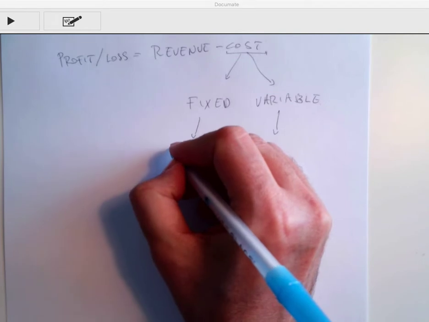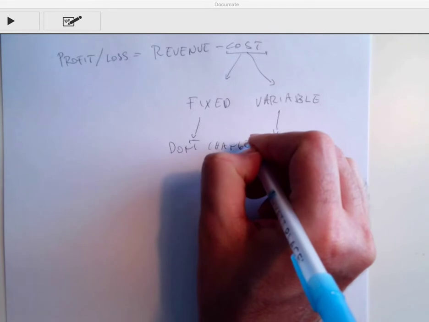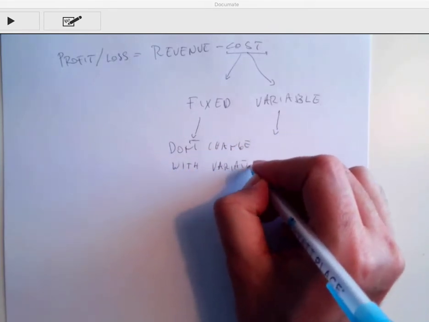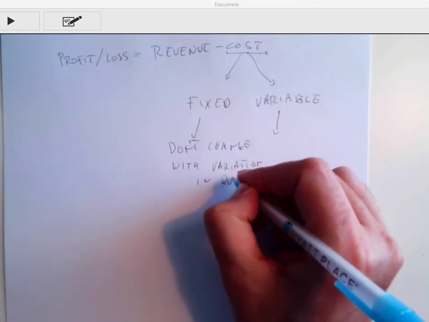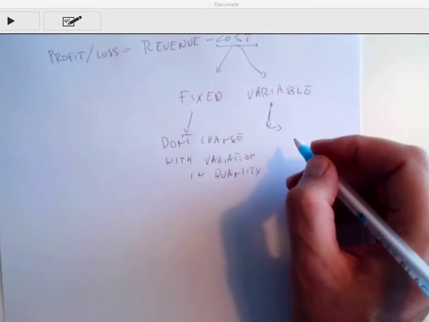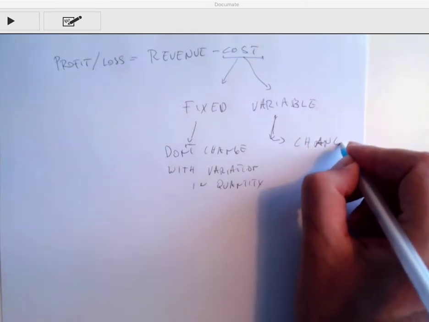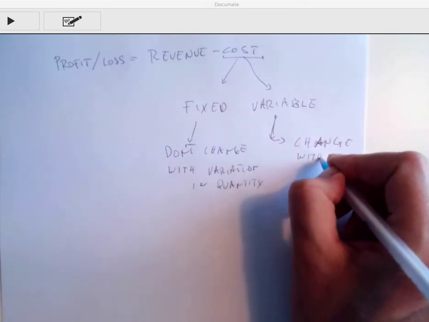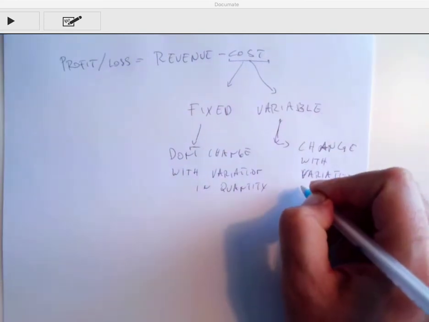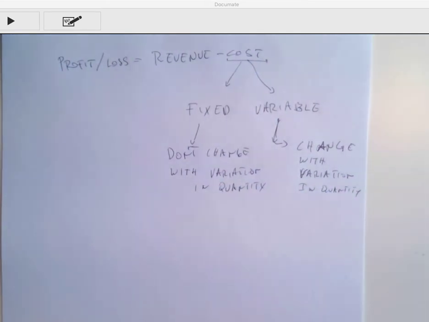Variable cost is the one that changes with quantity. So we can say fixed costs don't change with variation in quantity, and variable cost is the one that changes with variation in quantity. So that one changes with the variation of quantity.